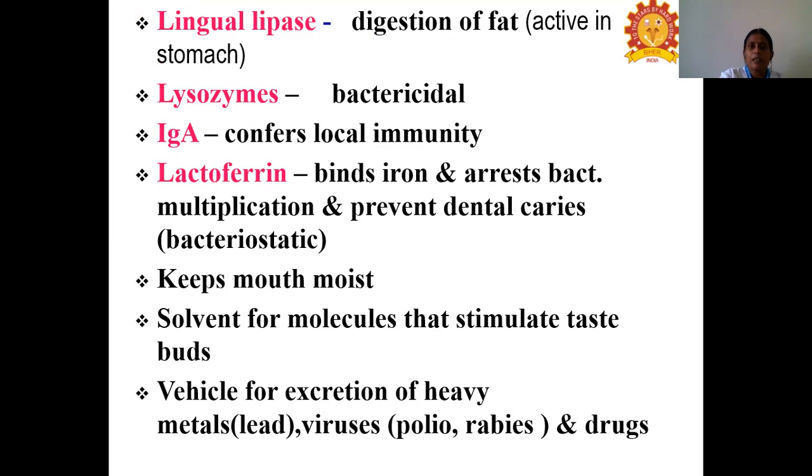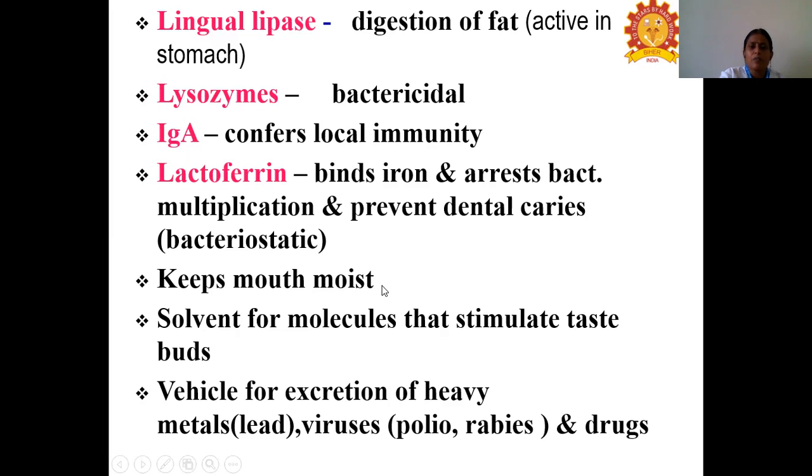And next one is the lingual lipase. The lingual lipase digests the fat. It is involved in the fat digestion. And lysozyme is bactericidal. It kills the bacteria. Immunoglobulin A confers the local immunity. Lactoferrin binds with iron, arrests the bacterial multiplication and prevents dental caries. So it acts as a bacteriostatic.